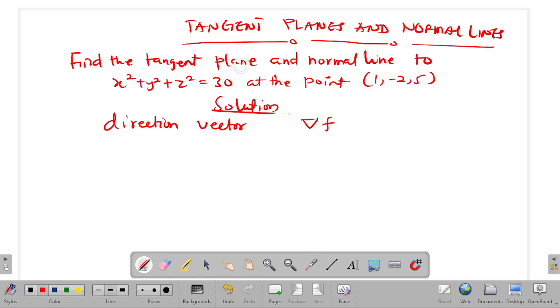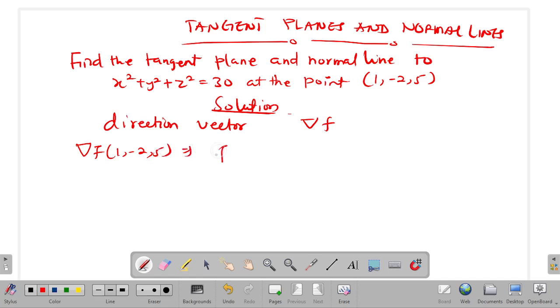Find the tangent plane and the normal line to the function x squared plus y squared plus z squared equals 30 at the point (1, -2, 5). So how do we do it? We only need to know the functional values at the point here. So simply find your gradient function at (1, -2, 5). So what do we get?